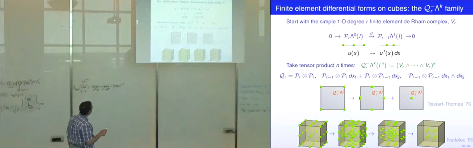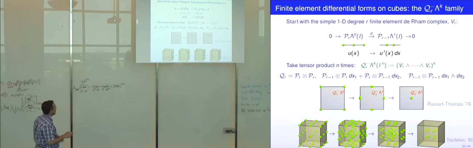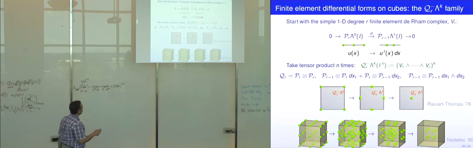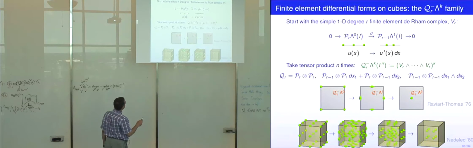So let's start with the simple 1 degree finite element de Rham complex of degree r. So all that means is on an interval, take polynomials of degree r functions, and take the derivative, which gives you polynomial degree r minus 1 functions, and take as your degrees of freedom the values at the endpoint, and say the integral over the interval for these functions.